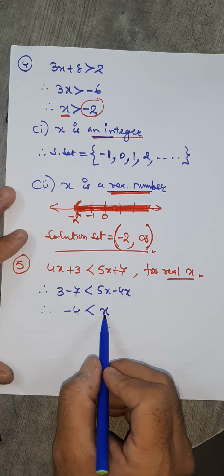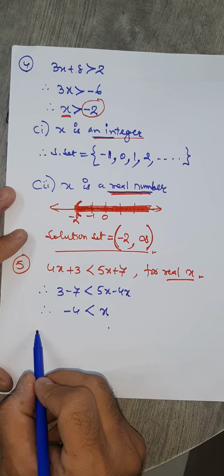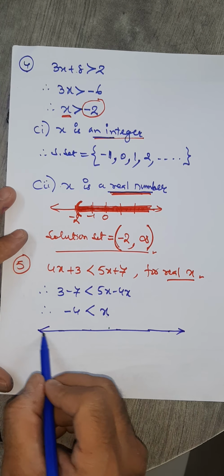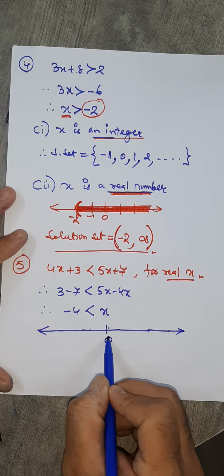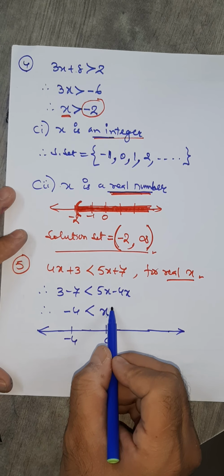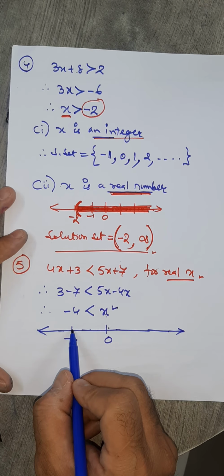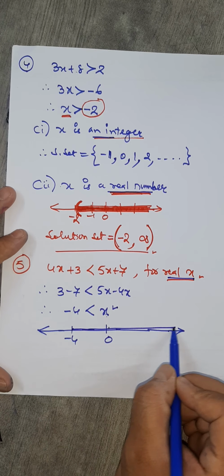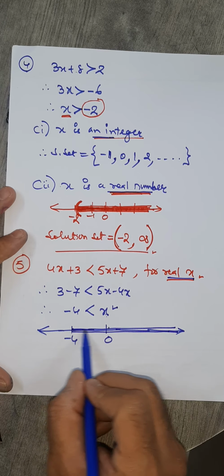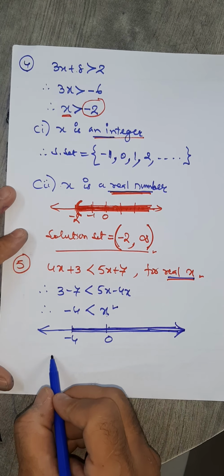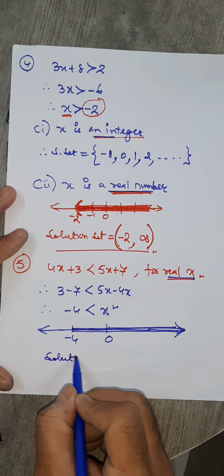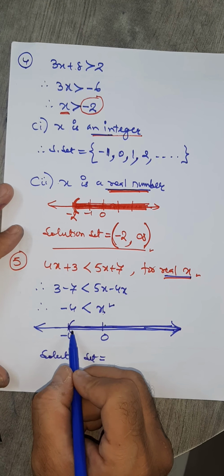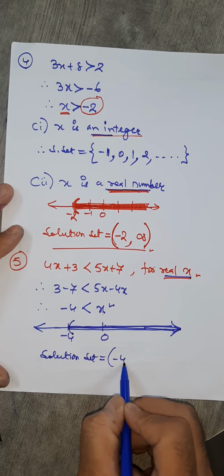What's the meaning of this? The variable x should be more than minus 4. I'll draw the real line so you can understand. This is called graphical representation. This is 0. Suppose this is minus 4. x should be more than minus 4. And for every real x, remember. So all these numbers. This forms the solution. All these numbers. So now like the previous question, the solution set equals from minus 4 to infinity.